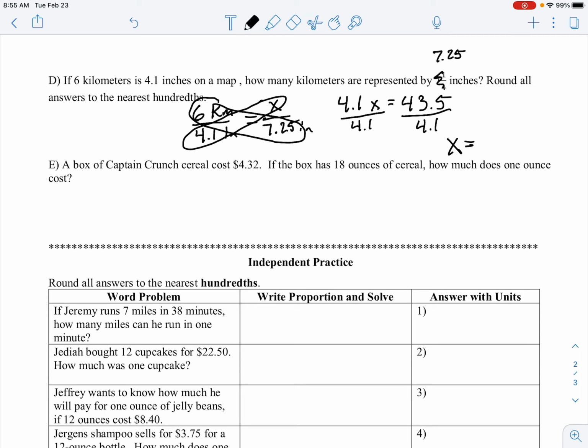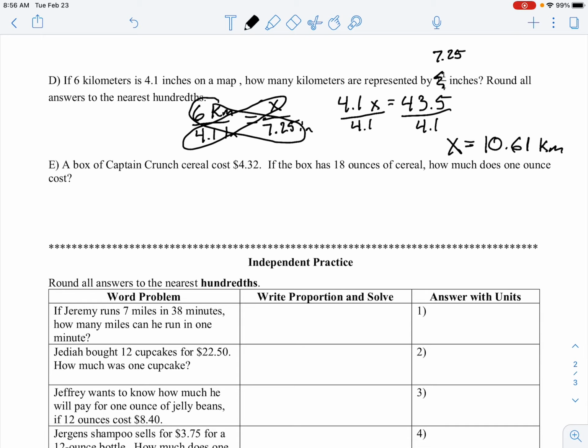It tells us to round to the nearest hundredths here. So we get 10.609, but rounding to the 0, because that's in the hundredths place, we look to the right and have a 9. So this will become 10.61 kilometers will be represented by 7.25 inches on a map.